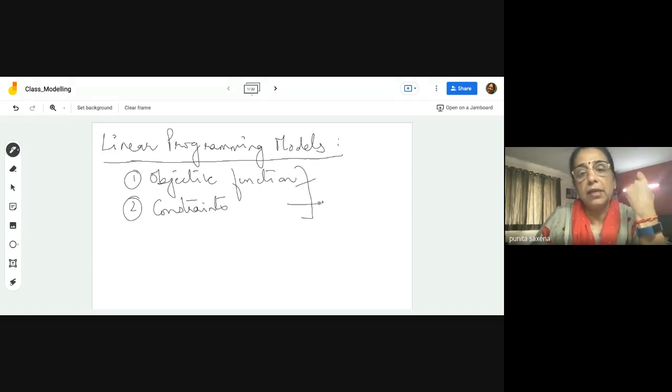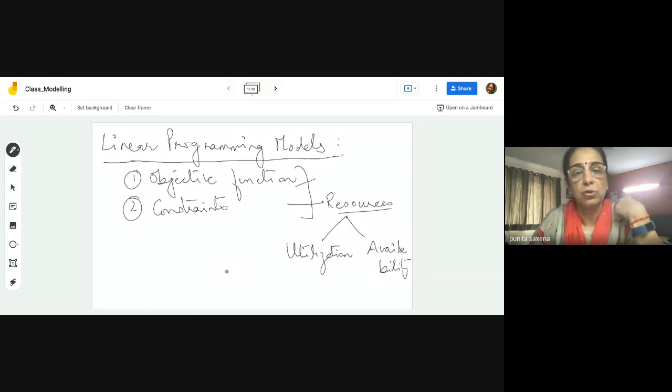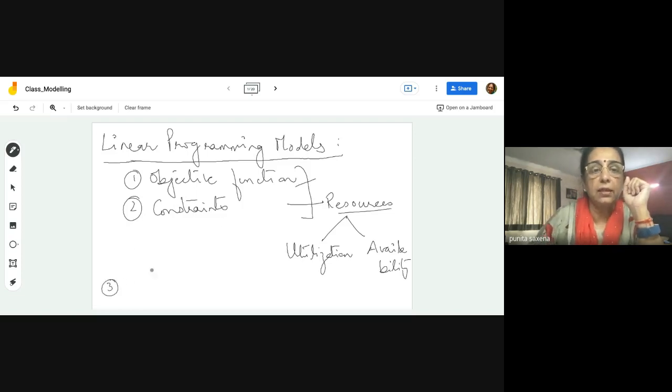And the limitations, as we discussed, are going to be defined by the resources. Resources means their utilization, how much they are being utilized, and their availabilities. How much is a particular resource available during the course of time for which we are going to optimize things? And the third, which we talked of the other day, is the non-negativity restrictions.